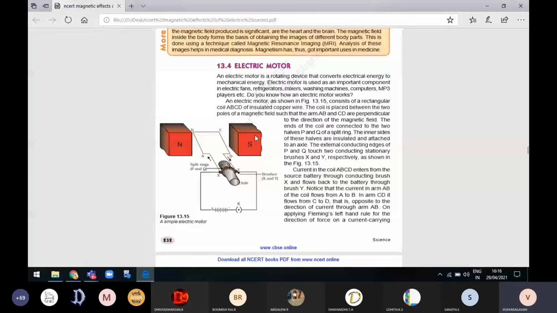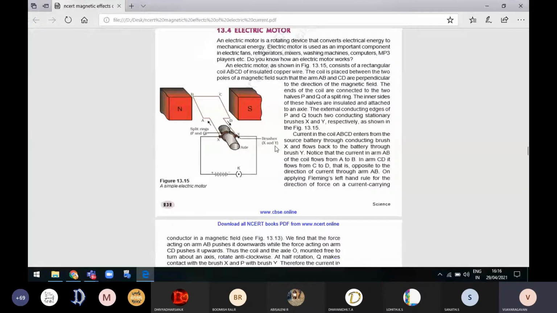Because P and Q are connected to the rectangular coil, as the coil rotates they start rotating. The inner sides of these halves are insulated and attached to the axle. The external conducting edges of P and Q touch two conducting stationary brushes X and Y. So P and Q are not directly connected to the wire; they stay in touch with brushes X and Y, and current passes to P automatically through the touch. Okay, these are the constructions here.